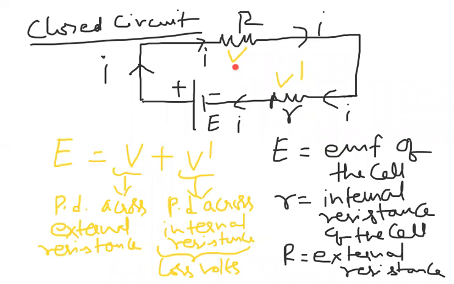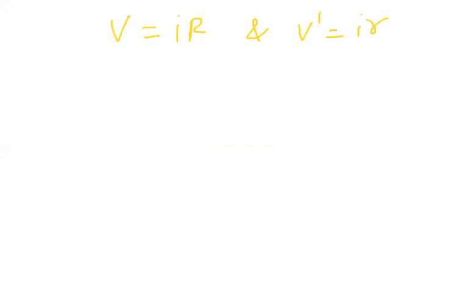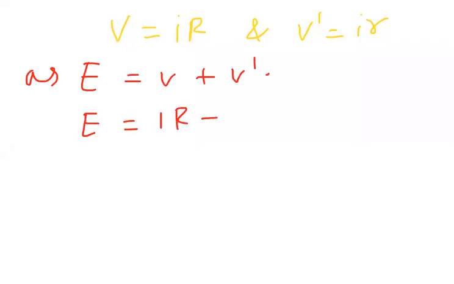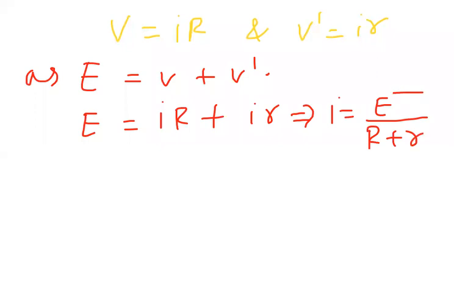So V I can write as IR, and V dash I can write as I into small r. I am substituting in this equation. E is equal to V plus V dash. We can write E is equal to IR plus I into small r. Now I can take I common and send the other terms to the other side. I can write I is equal to E by R plus r. So the current in the circuit is nothing but the EMF divided by the total resistance.